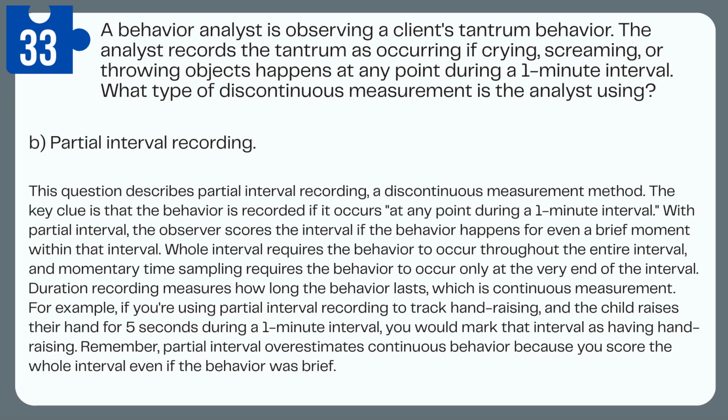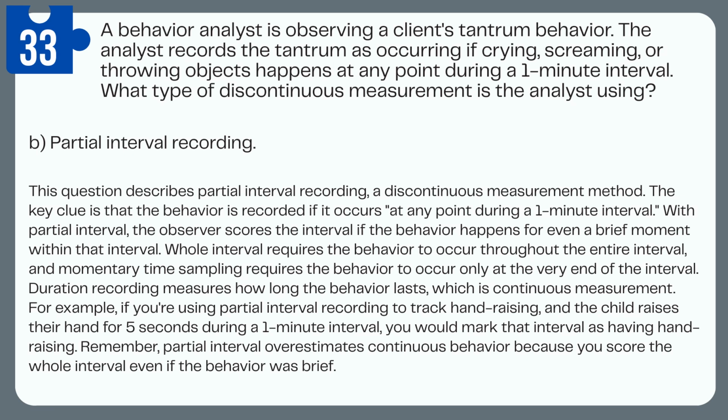Answer: B. Partial interval recording. This question describes partial interval recording, a discontinuous measurement method. The key clue is that the behavior is recorded if it occurs at any point during a 1-minute interval. With partial interval, the observer scores the interval if the behavior happens for even a brief moment within that interval. Whole interval requires the behavior to occur throughout the entire interval, and momentary time sampling requires the behavior to occur only at the very end of the interval. Duration recording measures how long the behavior lasts, which is continuous measurement.